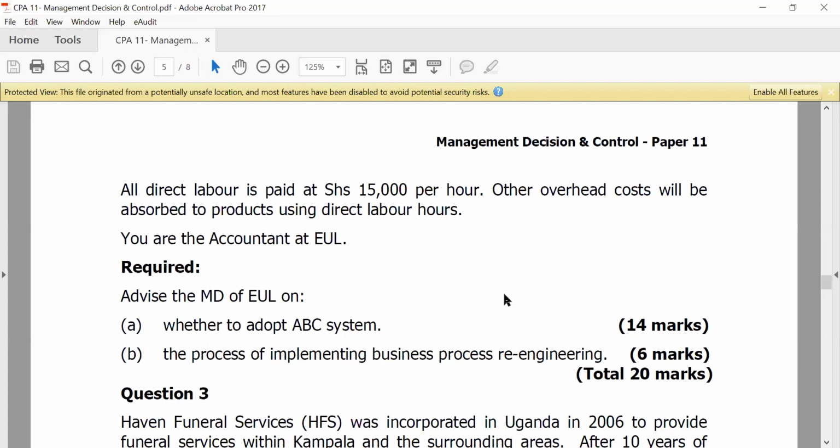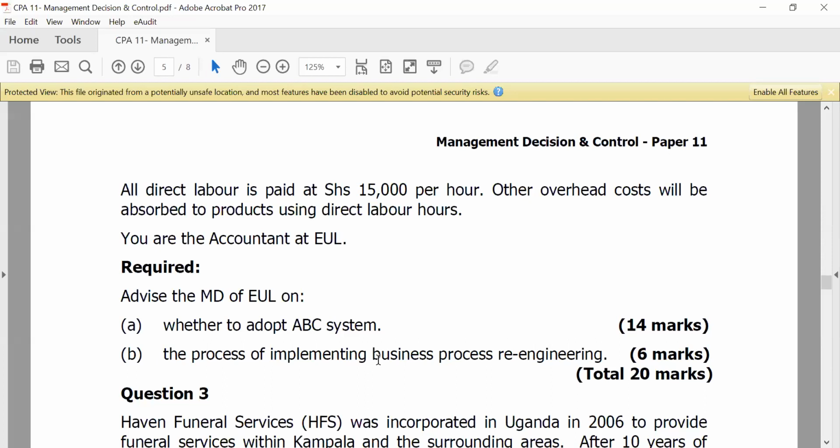Then number seven is called evaluate the new process. So business process reengineering does not only end on implementation, but also goes ahead to look at the evaluation of the new process, just to make sure that the process is meeting the requirements that were desired by the organization before it was implemented. And after evaluation, we don't end on evaluation, we end on what is called ongoing continuous improvement. That is the last step that is taken in business process reengineering.